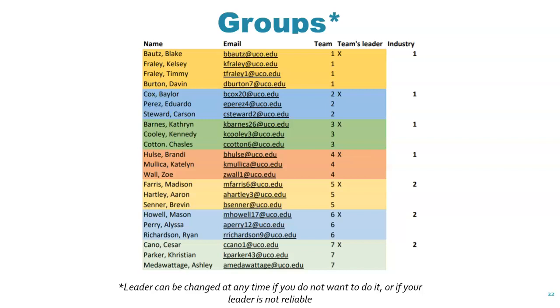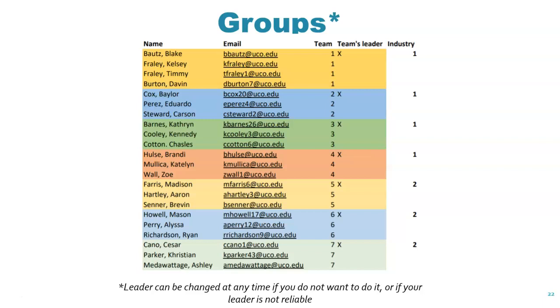If you don't want to be the leader, you absolutely do not have to be. Just find someone else in your group that wants to be the leader. If the leader is not reliable or responsible and your group wants to vote in another leader, that's fine too. At any point in time, I have the ability to change who the leader is. And the leader is going to be the one that ultimately submits your team's decision. So you do want it to be someone responsible, reliable. So again, I can change this at any point in time should you run into an issue.